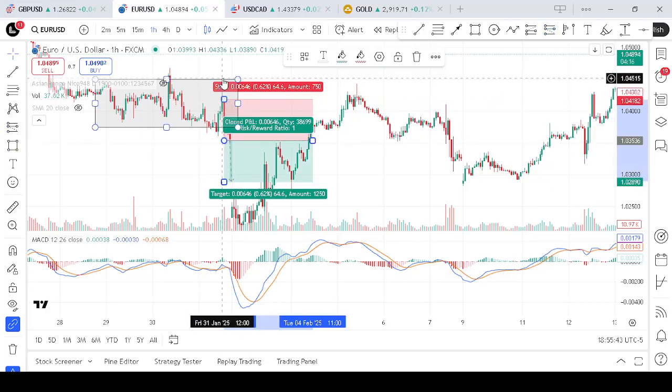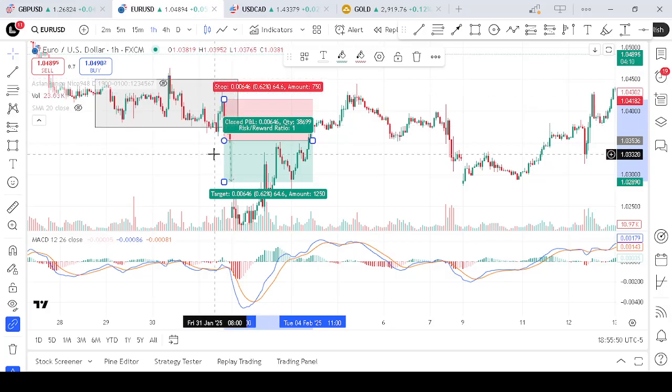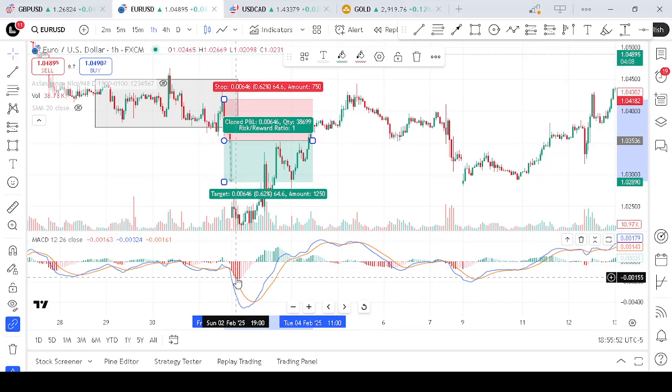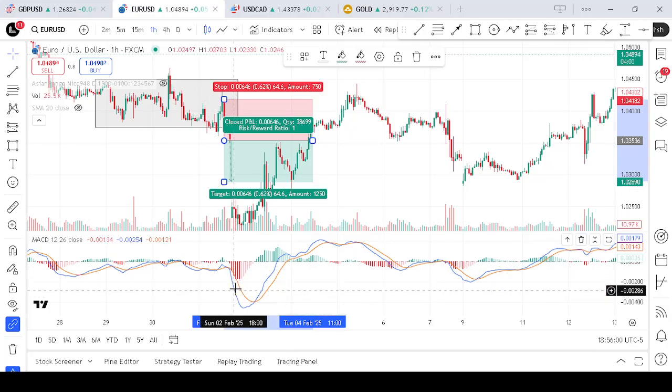We can also use the zero line cross. Use zero line crosses as an additional confirmation when the MACD line crosses below or above. In case of above, it supports a bullish trend. In case of below, it supports a bearish trend.